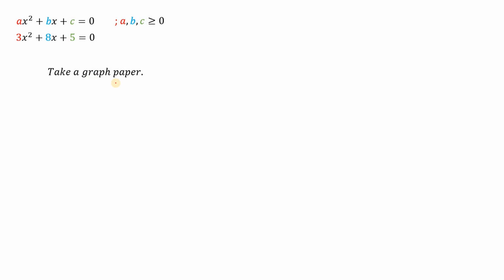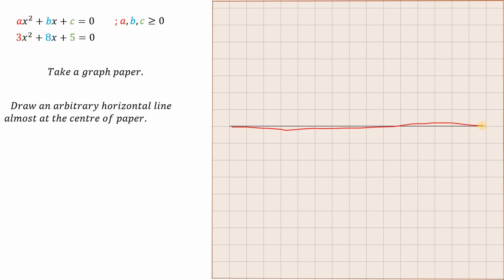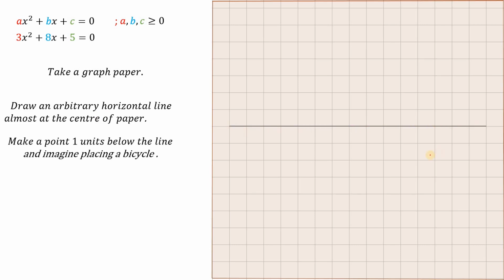So at first we need a graph paper. Let's consider this as a graph paper. You can tear one from your graph copy. Draw an arbitrary horizontal line almost at the center of the paper, which I have already drawn over here. Then make a point that is 1 unit below the line and imagine riding a bicycle. So below this line, mark a point that is 1 unit below this line.